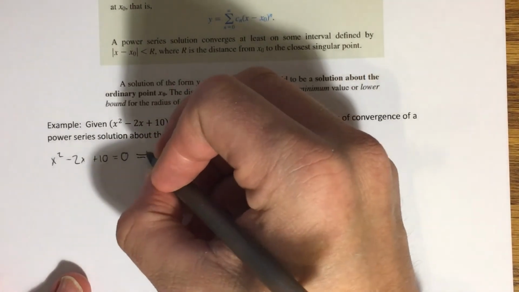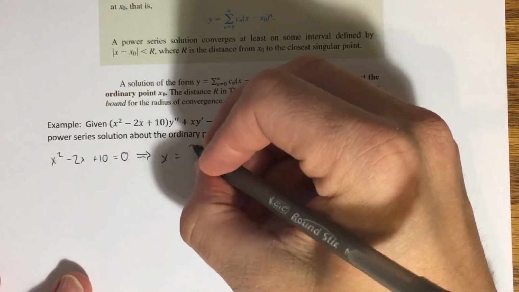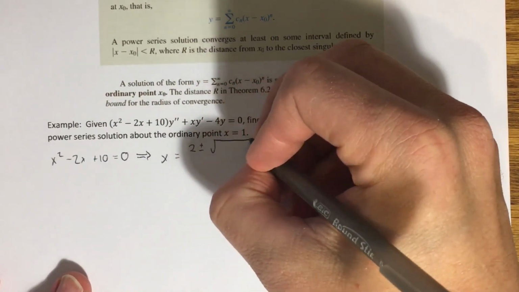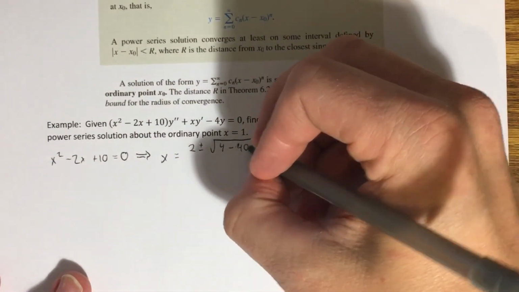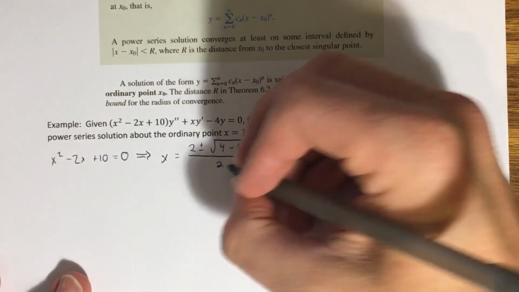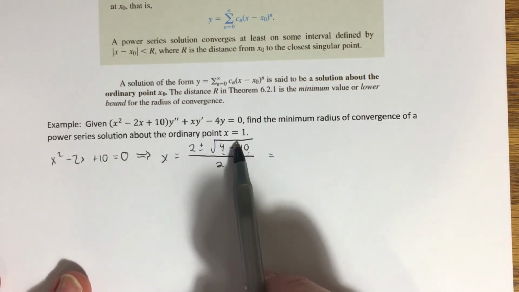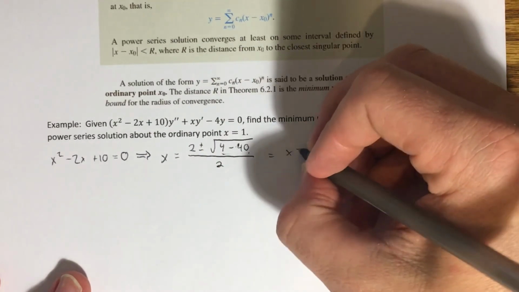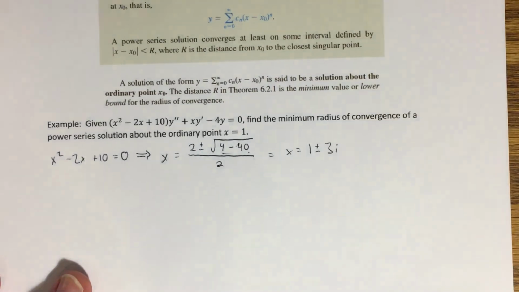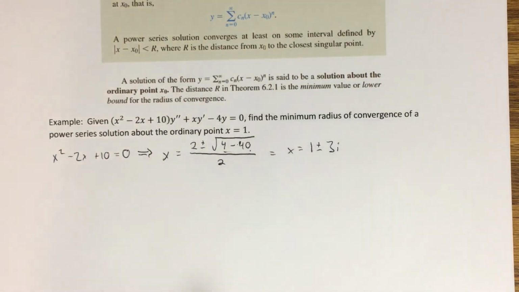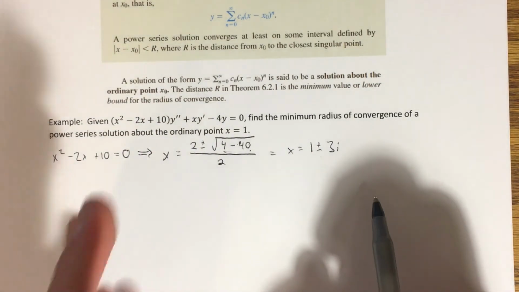Now that does not factor nicely, so I'm going to go straight to my quadratic formula. x is equal to 2 plus or minus the square root of b squared, so that'd be 4, minus 4ac, that's 40 in this case, all over 2a, which is 2. This becomes negative 36, which has a square root of 6i. Reducing that down, I get x equals 1 plus or minus 6 over 2, which is 3i. Okay? So the singular points for this DE are both complex. We still need to use that fact.